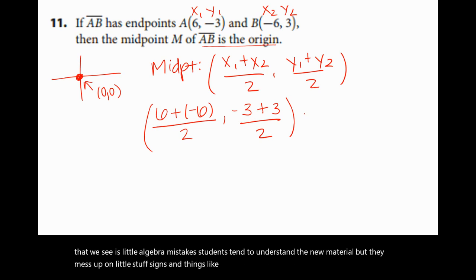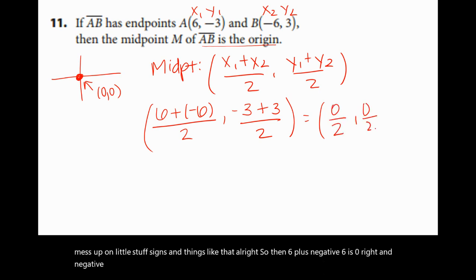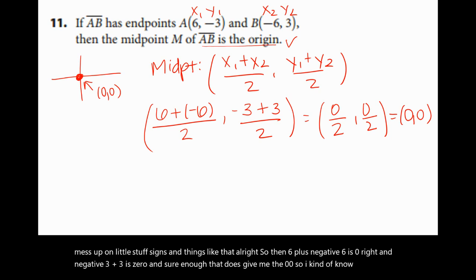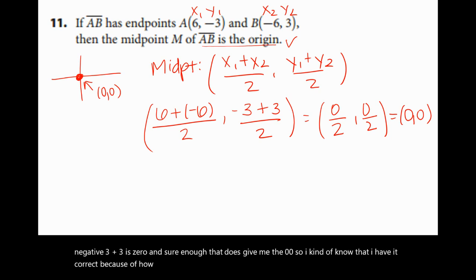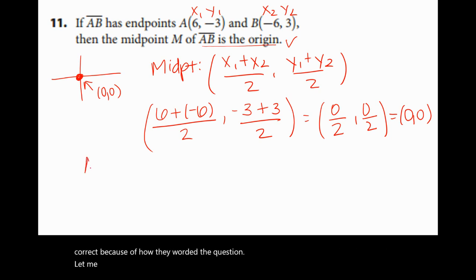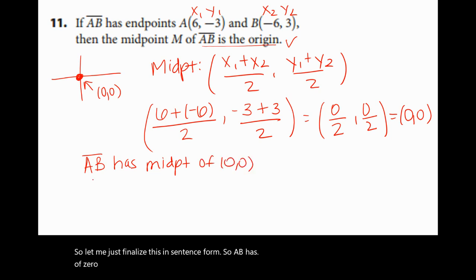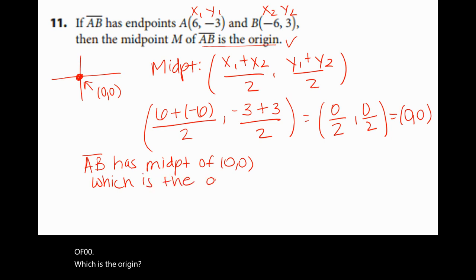All right. So then 6 plus a negative 6 is 0, right? And negative 3 plus 3 is 0. And sure enough, that does give me the 0, 0. So I kind of know that I have it correct because of how they worded the question. So let me just finalize this in sentence form. So AB has a midpoint of 0, 0, which is the origin. Okay.